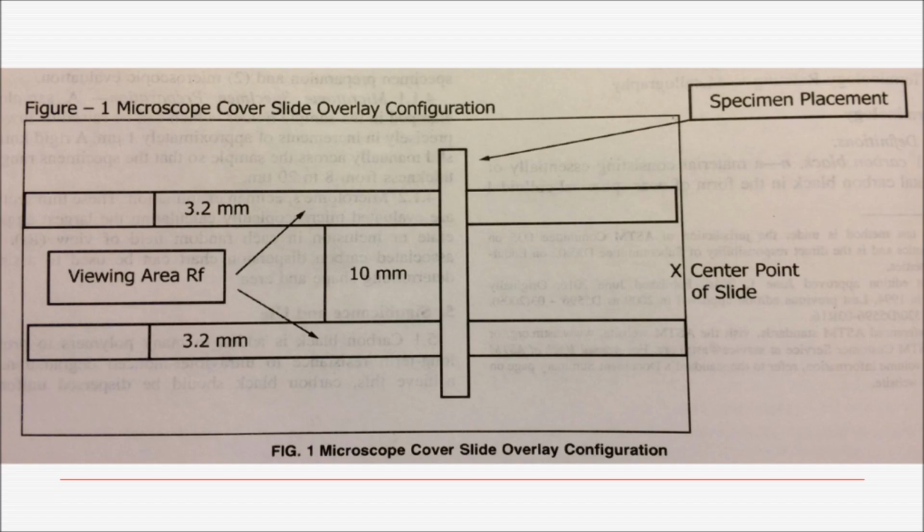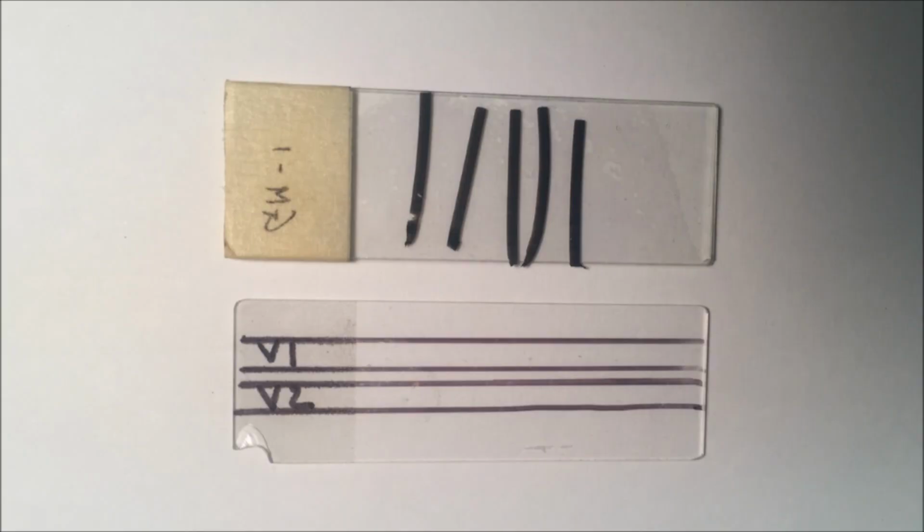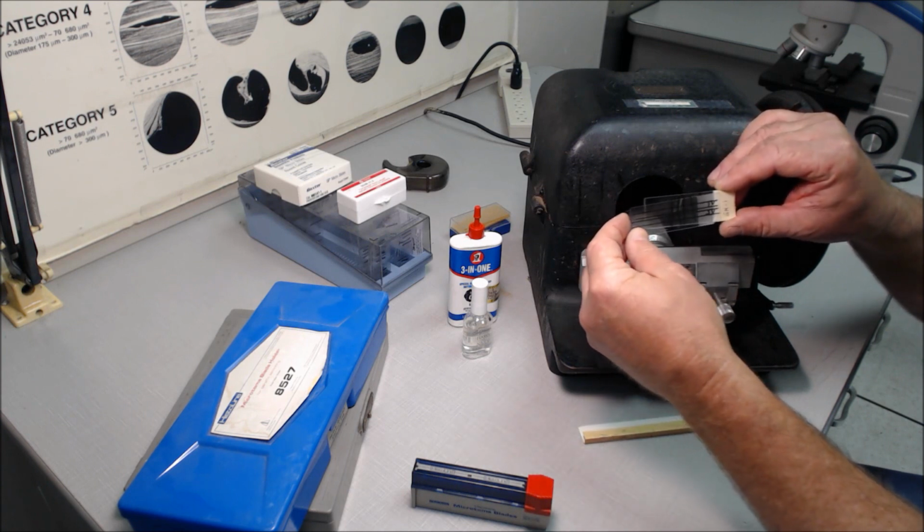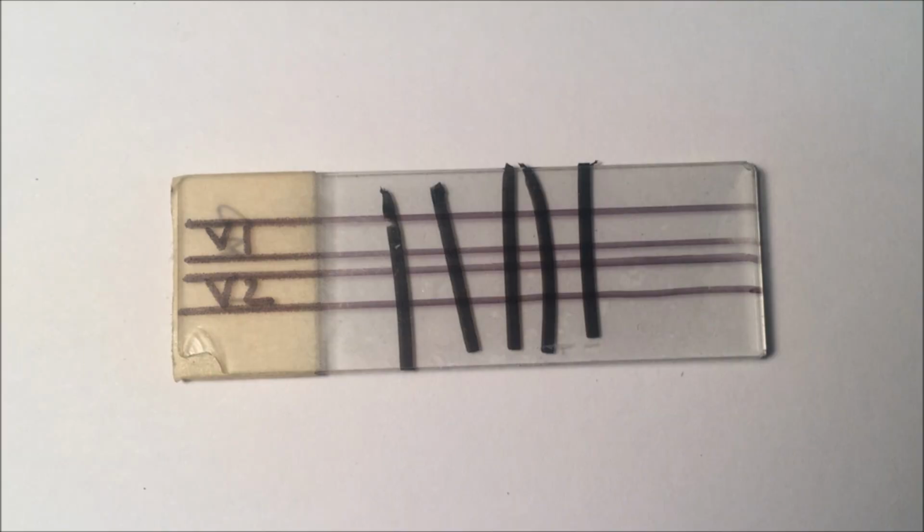There are 5 different specimens that need to be placed, and these are each a different specimen. Each one of these specimens will be viewed in 2 different views, an A and a B, and you'll use an overlay slide for that on the microscope.